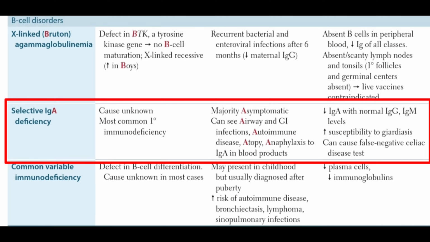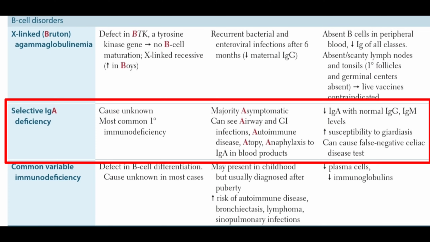There will be the autoimmune diseases, there will be the atopy and anaphylaxis to the IgA containing products. You can remember it by the 6 A's. They could be asymptomatic, airway and GI infection, autoimmune disease, atopy, and anaphylaxis to IgA containing products.